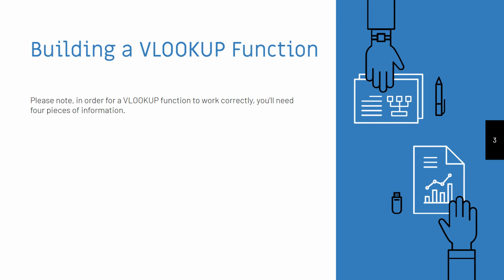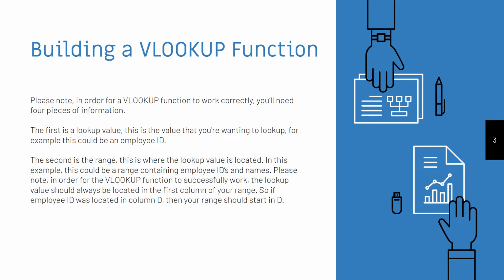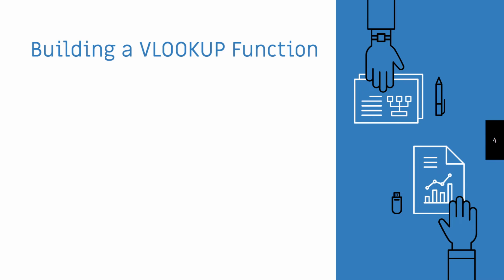Please note, in order for a VLOOKUP function to work correctly, you'll need four pieces of information. The first is a lookup value. This is the value that you're wanting to look up. For example, this could be an employee ID. The second is the range. This is where the lookup value is located. In this example, this could be a range containing employee IDs and names. Please note, in order for the VLOOKUP function to successfully work, the lookup value should always be located in the first column of your range. So if the employee ID was located in column D, then your range should start in D.